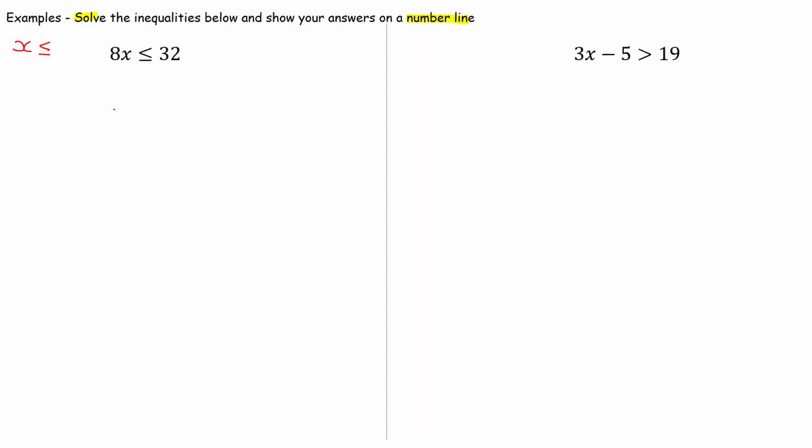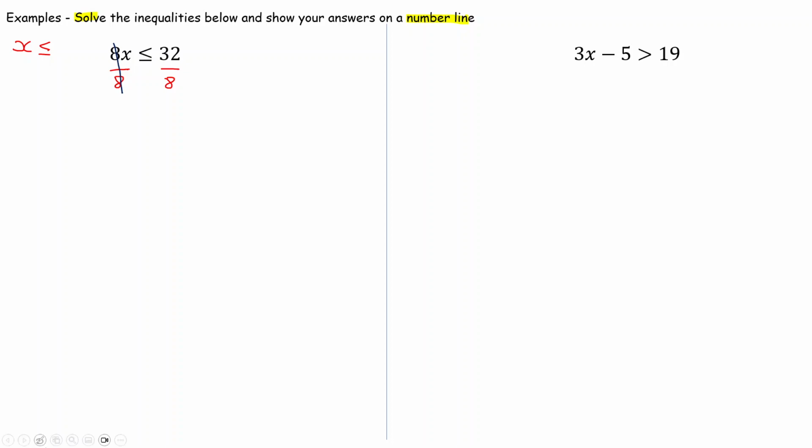Let's just go through here. This 8x means 8 times x. How do I get x on its own? Well, the opposite of timesing by 8 is to divide by 8. And I've got to go and divide both sides through by 8. So this is just our balance method that we're very, very competent with. Let's divide both of these by 8.